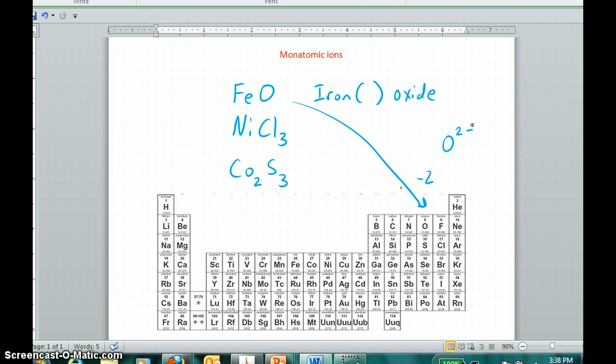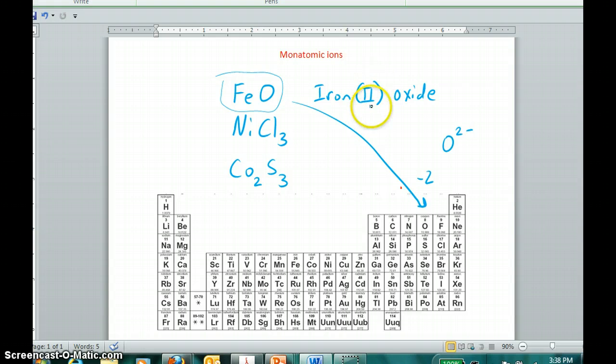Now how does that help me identify what the charge is on the cation? Very simply, the charges on the ions must add up to 0. We must have a compound as a whole that's electrically neutral. And if this one anion is -2, it means the one cation paired with it must be +2. So this is, in fact, an iron 2 cation. So the name of the compound is iron 2 oxide.